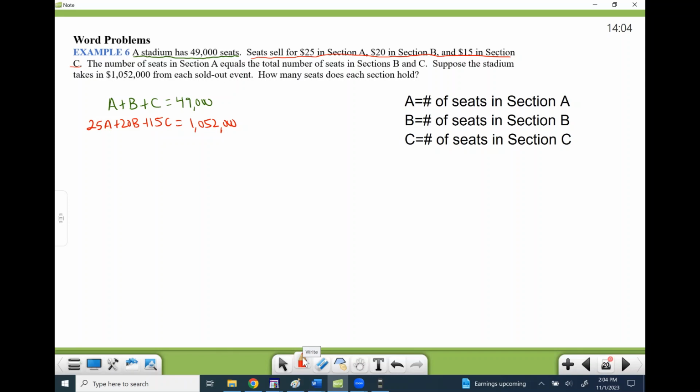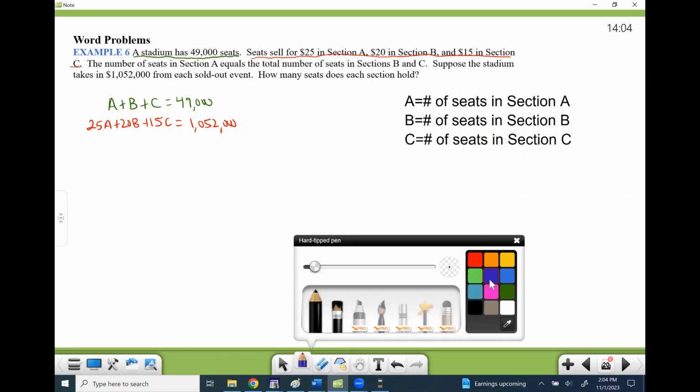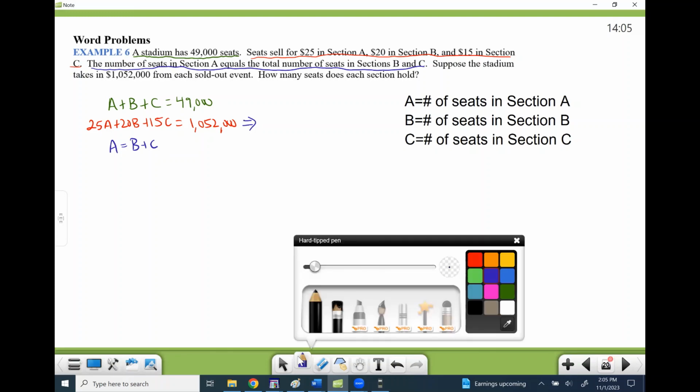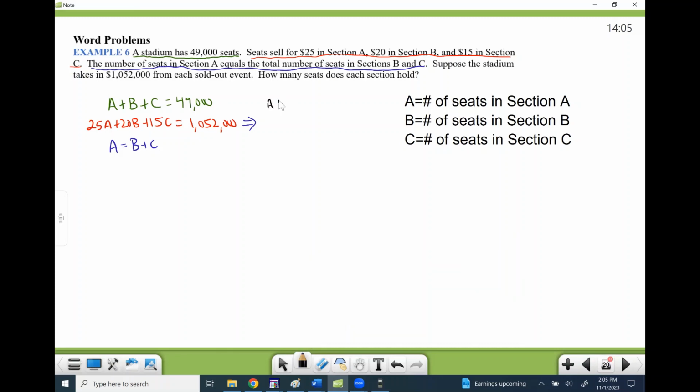All right, so then let's go to this last sentence here. The number of seats in section A equals the total number of seats in B and C. So A equals B plus C. Now, there's lots of ways to go about this, you guys. You might use substitution. I'm trying to make sure that I'm consistent and use the same thing all the time so that it's easier to kind of latch on to the algorithm. But if you can spot a way you like better, or maybe a more efficient way, then go for it.